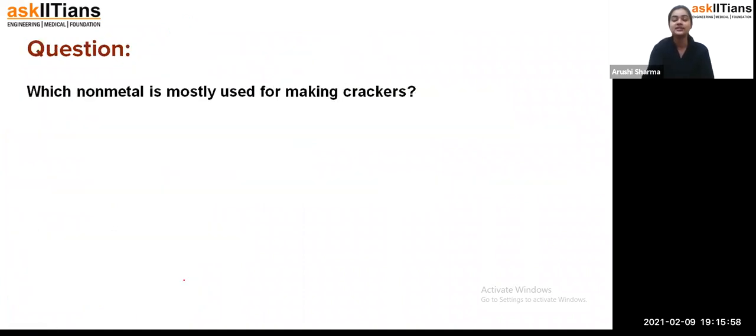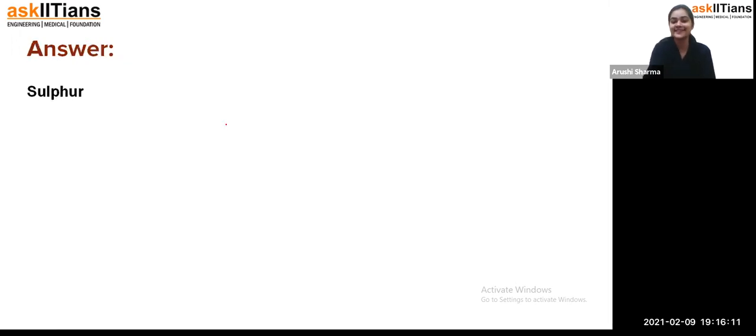Now if we see what the question is here, which non-metal is mostly used for making crackers? So the answer for this question, students, is sulfur. Sulfur is used for making crackers. Okay, so the answer is correct.